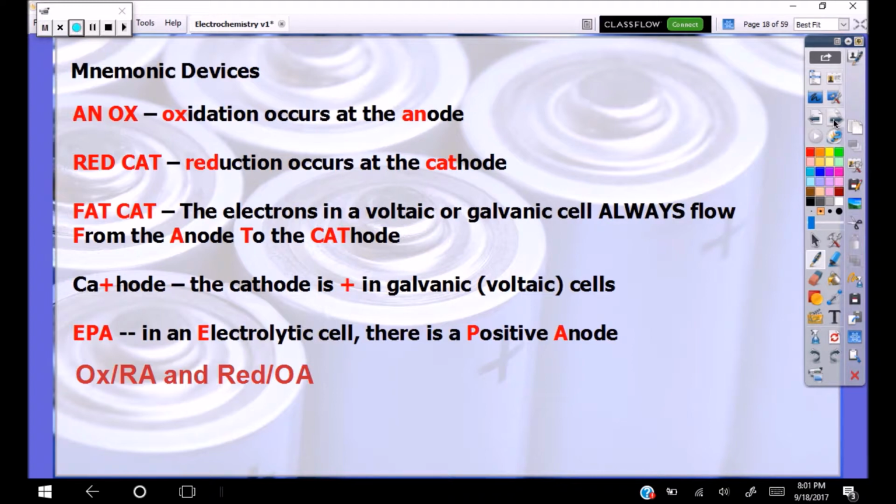And then another way that we can remember reducing agent versus oxidizing agent is OXRA and REDOA. I know, it's not the best one, but it works. OXRA, anytime I hear OXRA, I remember oxidation is the reducing agent. So REDOA is not as easy to remember, but OXRA sounds like a mystical beast or something. So hopefully that helps you there.